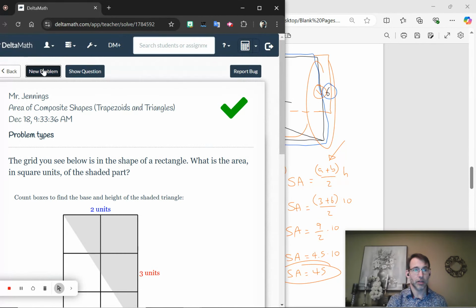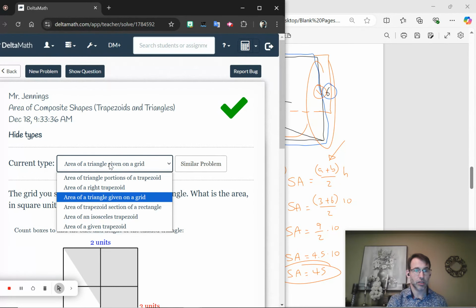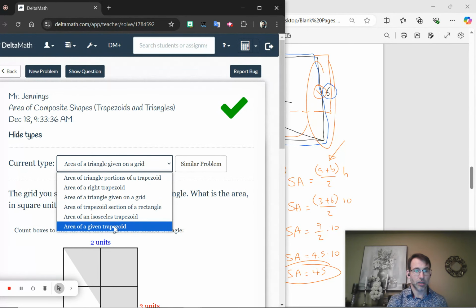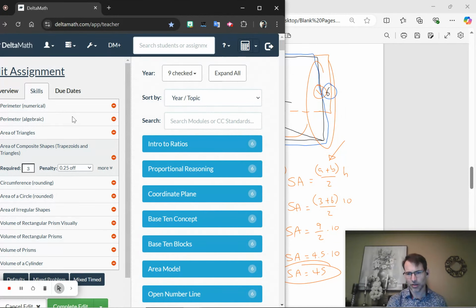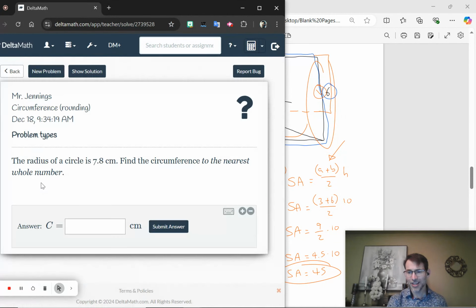Yay, okay. I want one with a circle in it. Oh, wait. No, we just have trapezoids and triangles. That's later. I have you doing that later. My apologies. Now we get to this one.